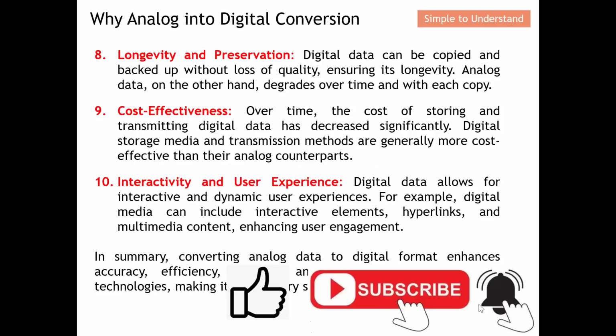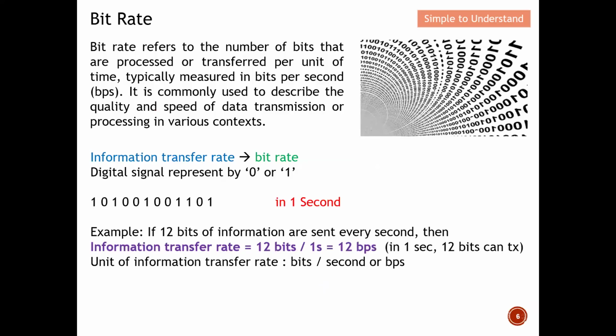I will move on to the second portion of this video, which is to describe the throughput in terms of bit rate, symbol rate, and also data rate and channel rate. Let's take a look at the bit rate first. So what is bit rate? Bit rate actually refers to the number of bits that are processed or transferred per unit of time, typically measured in bits per second.